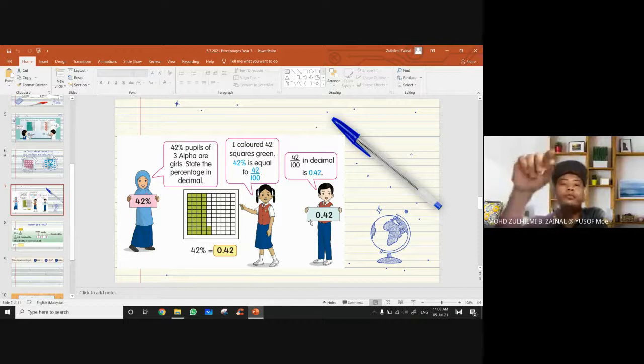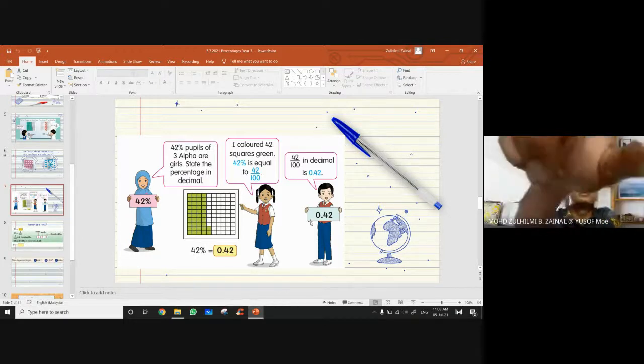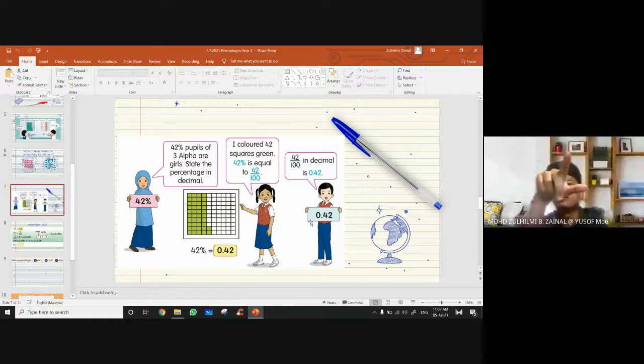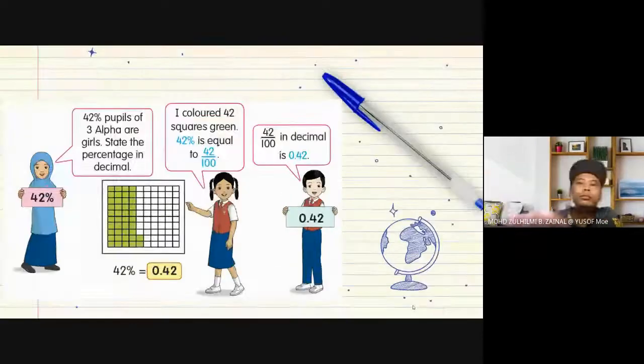Kalau macam tu dia bagi 42 tu directly, dia dah bagi kan statement, 42% of people of 3 alpha are girls. So what you should do is just write down, convert it into decimals, percentage 42%, and then you convert it into fraction, 42% change into fraction jadi 42 over 100.